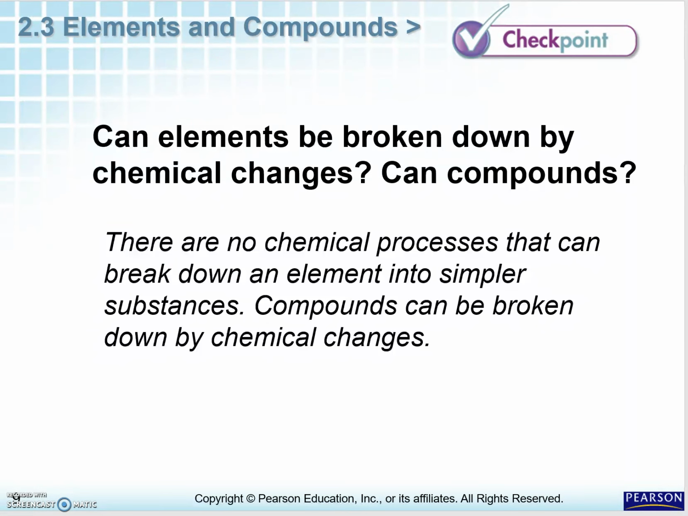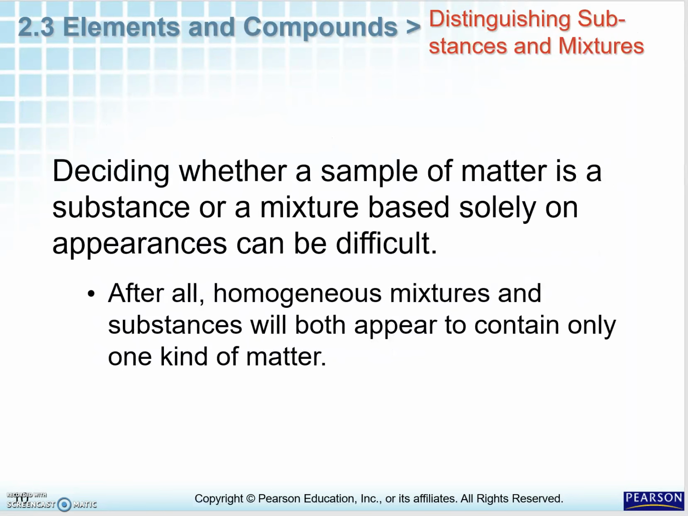Elements cannot be broken down any further. There is nothing that produces something simpler than an element, unless you take apart the atom specifically. At that point, you would be removing protons and electrons, which would not happen. However, compounds can be broken down through chemical changes.